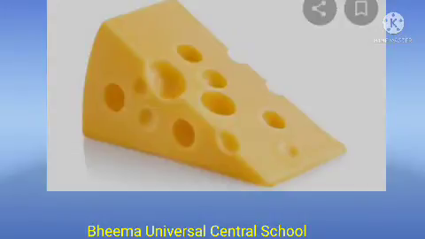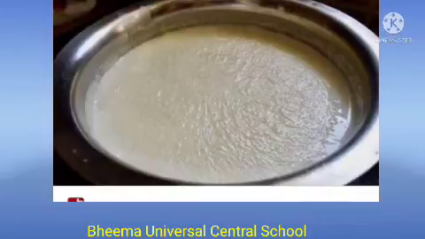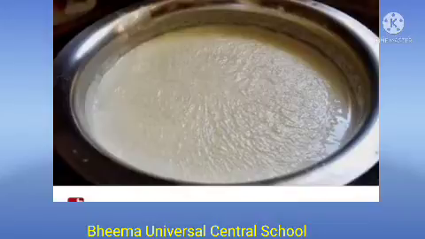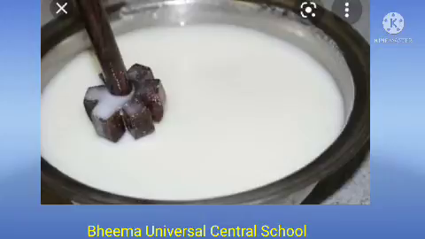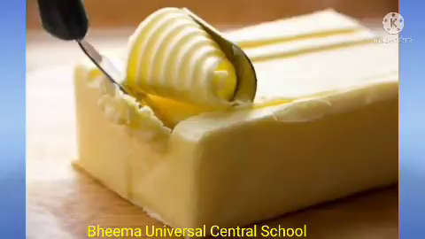It is very good for bones and skin. When milk is allowed to settle for a few hours or boiled and allowed to cool, a thick fatty layer forms on the top of the milk. This thick fatty layer is called cream. The fresh cream collected from the milk is churned to make butter.